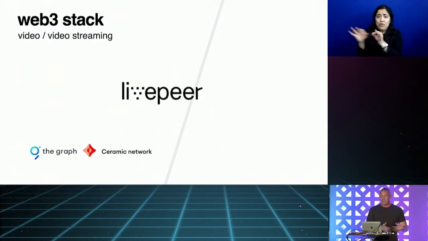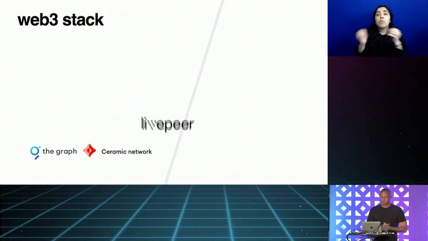Live streaming. Livepeer is a video and live streaming platform that allows you to essentially build something like Twitch, but it's run on a decentralized network. And from what I understand, it's at least 10 times cheaper than using something like AWS.